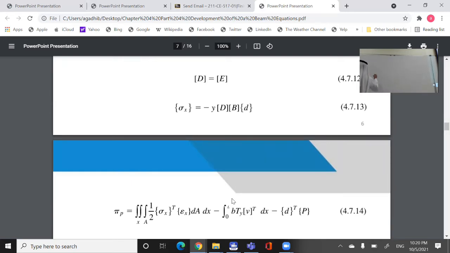Okay, pi, the right one. Pi equal to, I will put half outside. Integral. Okay, what is this? We put it transpose so that we can put it as a row, right?